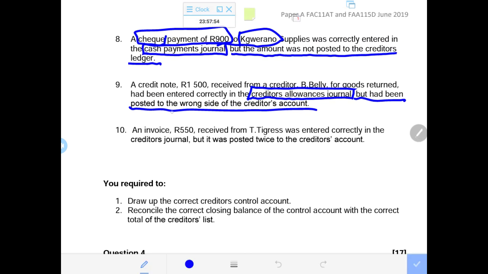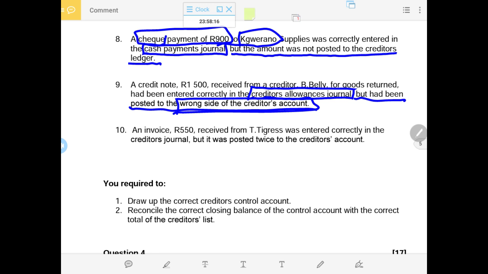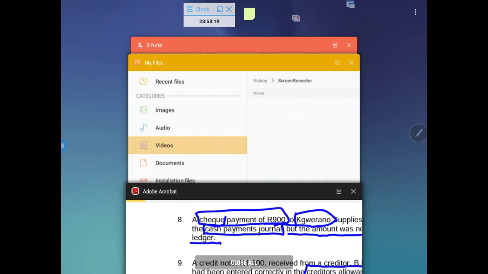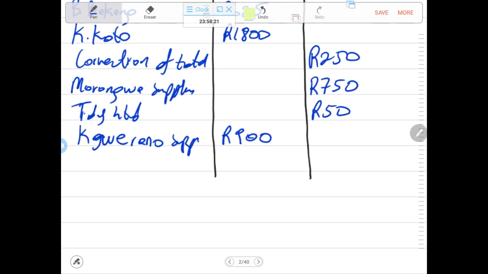The money was posted to the wrong side. The amount was recorded on the wrong side. First of all, which side was it supposed to be recorded? It was supposed to be recorded on the debit side. So that means they recorded the return on the credit side as if we bought something, yet it was a return. So now let us go and correct it on the correct side, which is our debit side.